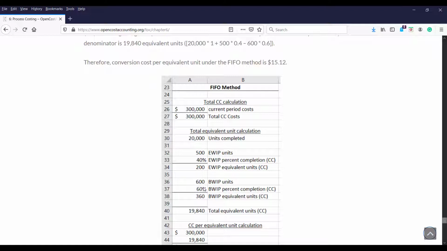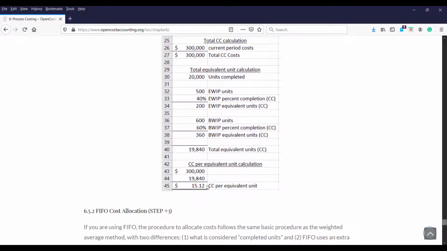Okay, so we have 600 times 60% gives us 360 as the beginning WIP equivalent units. So we have 20,000 plus 200 minus 360 gives us 19,840. That's our denominator, our TEU under FIFO for conversion cost given this fact pattern. Nice and simple. Current period costs with respect to conversion costs is $300,000. That's the numerator. Take those two and you get $15.12. That's our conversion cost per equivalent unit.